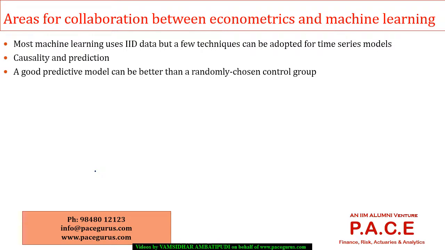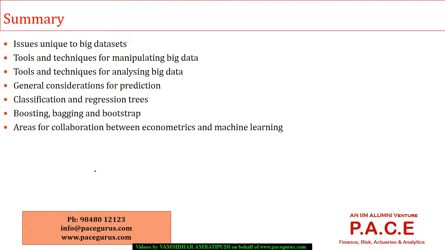Especially in the areas of causality and predictions, we can very well use various machine learning algorithms. There are quite a good number of areas where econometrics can collaborate with machine learning to phenomenally increase predictability and come up with much more advanced predictions of out of sample forecasts, right? So this is what I wanted to talk about as a part of this session.